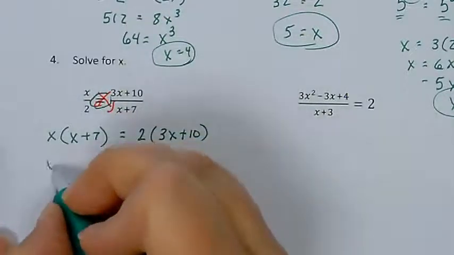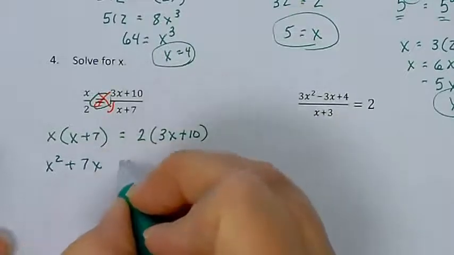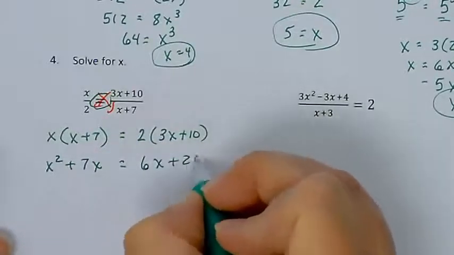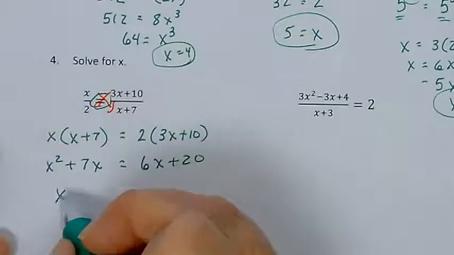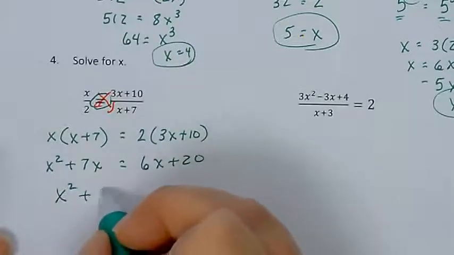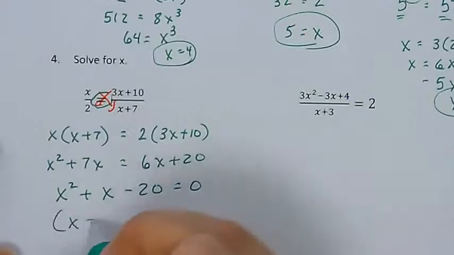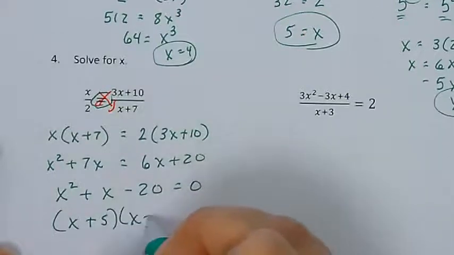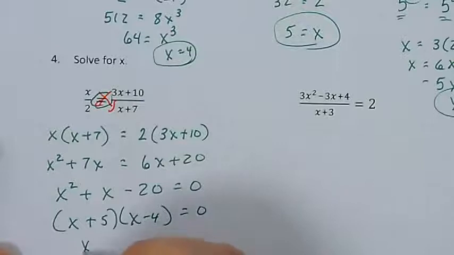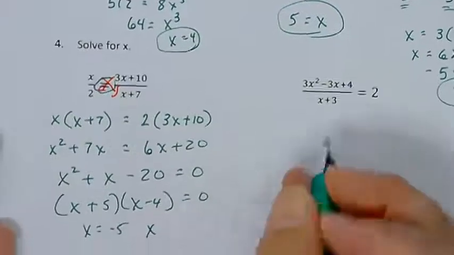I cross multiplied only because there was an equal sign here. So x squared plus 7x equals 6x plus 20. So x squared plus x minus 20 equals 0. So that factors to x plus 5, x minus 4. So x equals negative 5, or x equals 4.